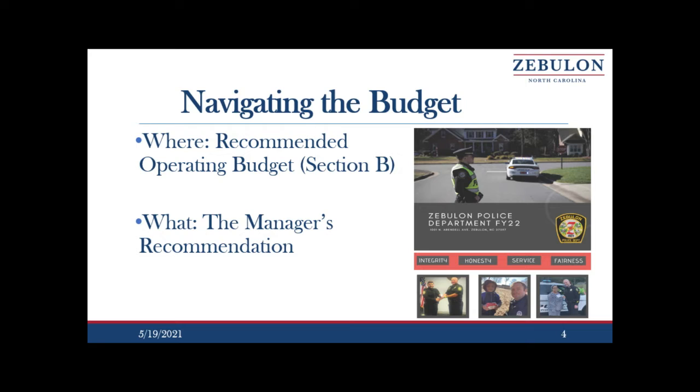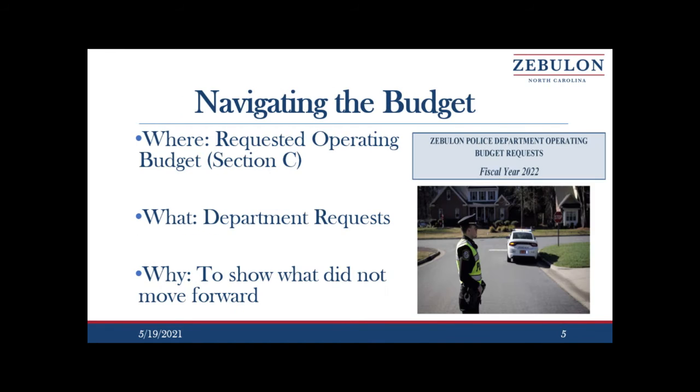When it comes to the recommended operating budget, that's going to be in Section B. This is the budget that is being recommended to the board. It does not represent everything that a department requested. That is in Section C. And I'm highlighting the police department in particular because you should know that that department requested two police officers. This recommended budget, because of funding constraints, recommends one police officer to be funded at mid-year. And so I want to make sure that it's very clear with the board that what is being recommended is not what was requested. So we're trying to be transparent.